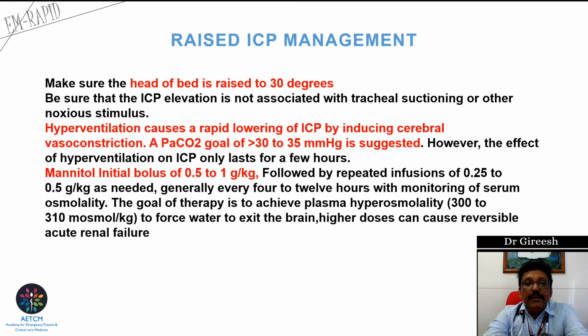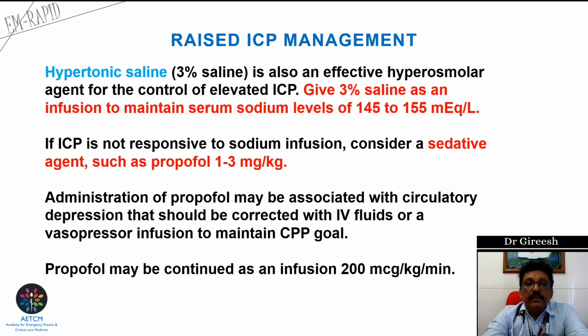Mannitol can be tried in this type of patients where there is a large thrombus or large area of stroke with mass effect. It can be tried initially. Hypertonic saline is another way to reduce the raised ICP. Give 3% saline at an infusion rate to maintain serum sodium level 145 to 155 milliequivalents per liter. Now, complete sedation with propofol also can be tried. 1 to 3 milligram per kg can be tried.